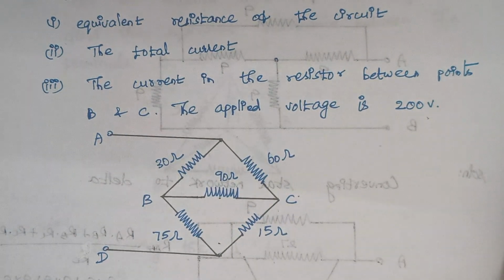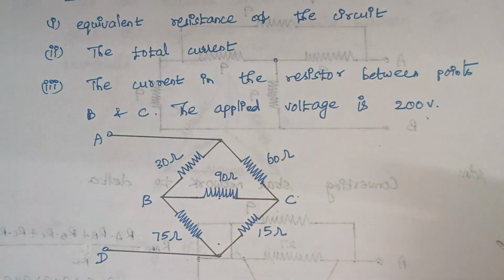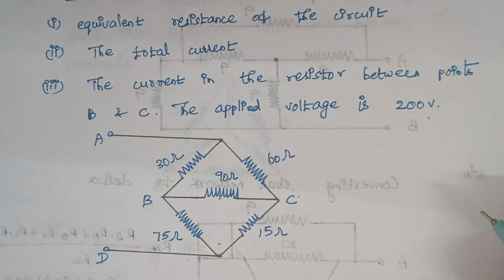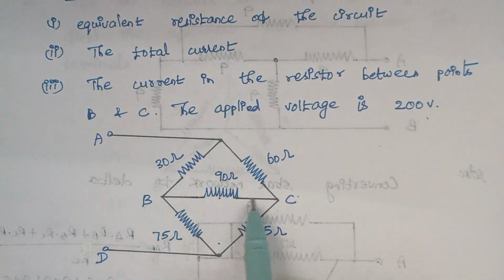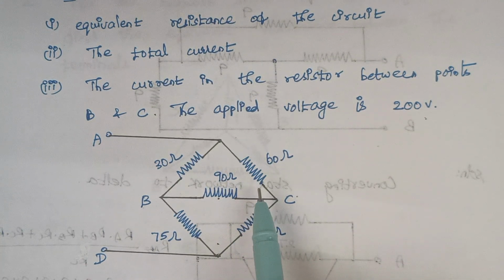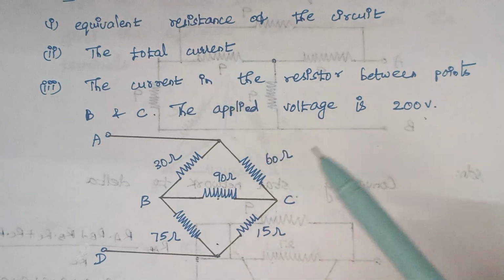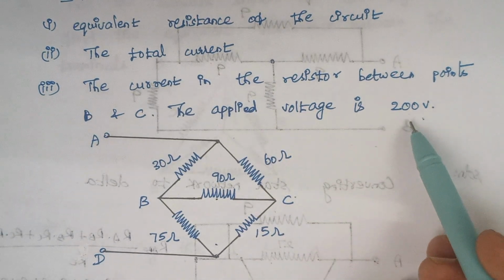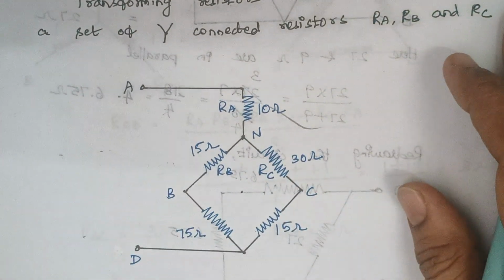So what are all the things we are asked to find? The first one is equivalent resistance, that is the total resistance of the circuit. In this case, our first step is to convert this delta to star. That is our basic step. Once that is done, it is easy to find the total resistance. Once the total resistance is found, it is easy to calculate the total current because we know the value of voltage. So the first step is converting this delta to star.